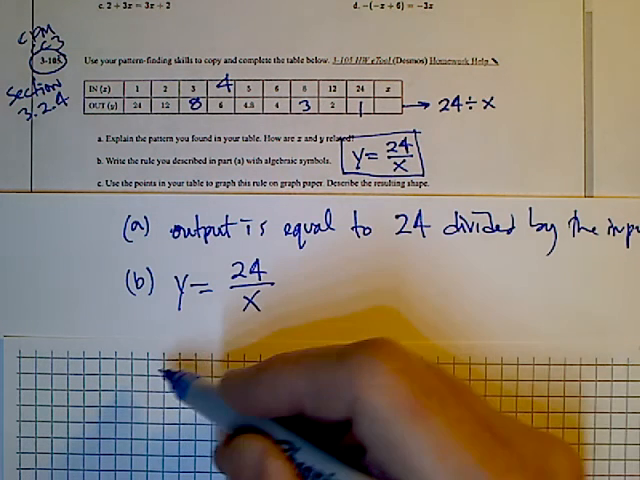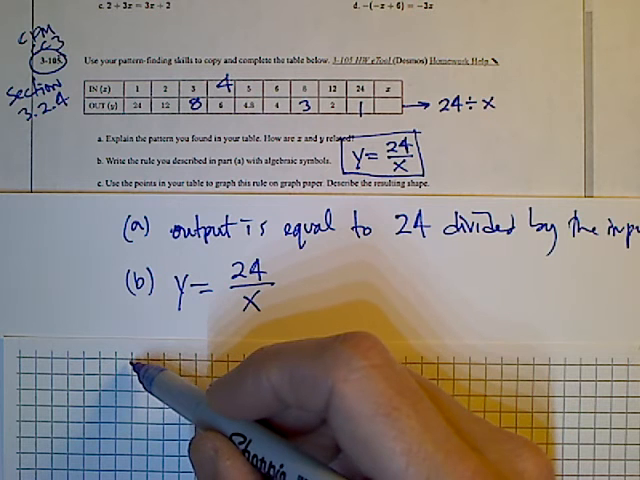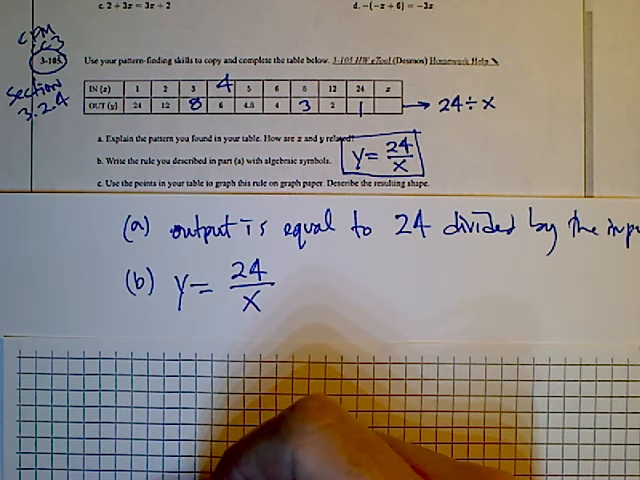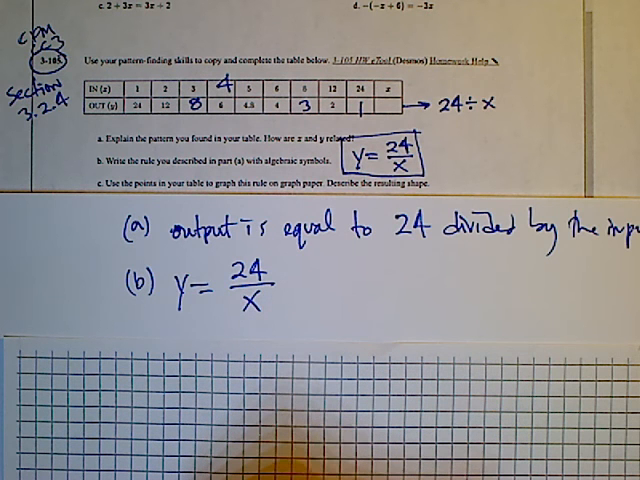Now, from that, C gets a little trickier. For C, I want to graph this rule. So I'm going to use graph paper here, and I'm going to graph my rule. Let me make some space.